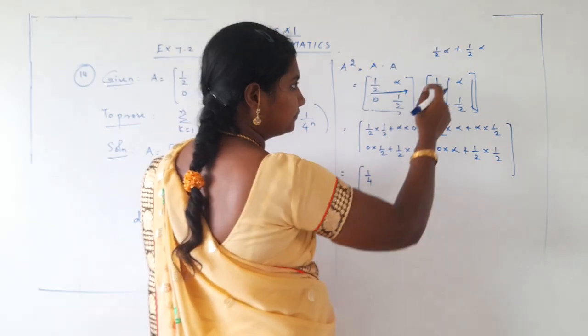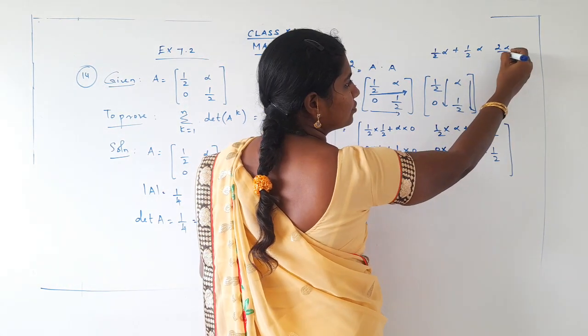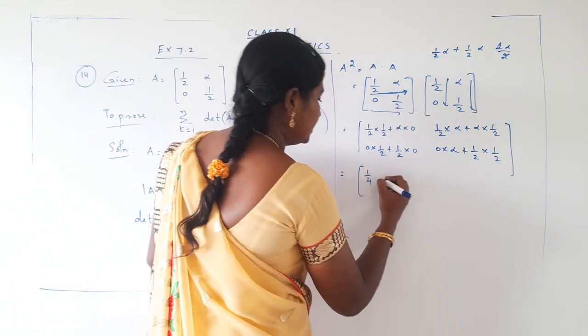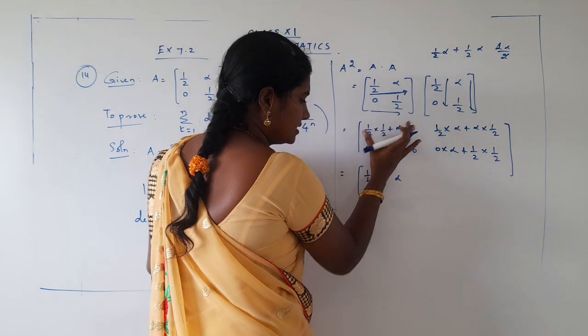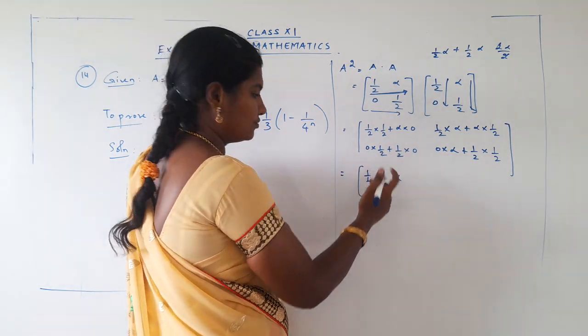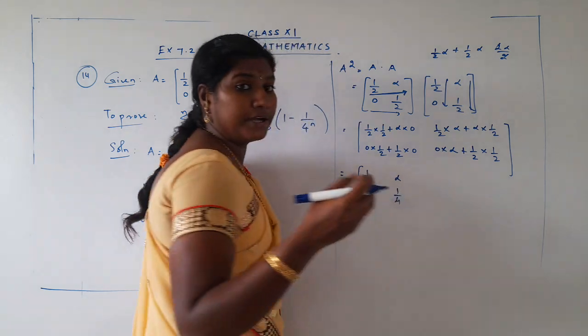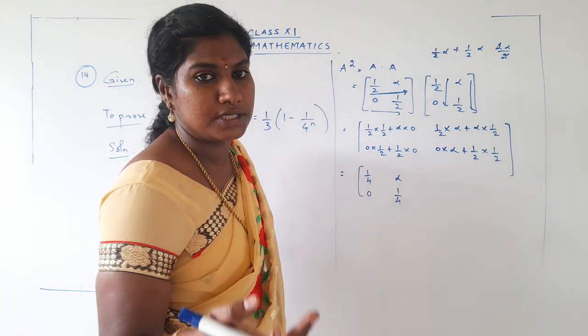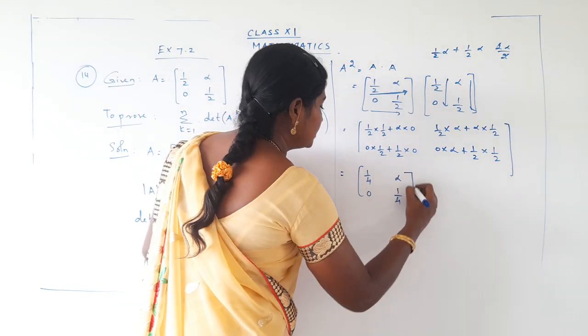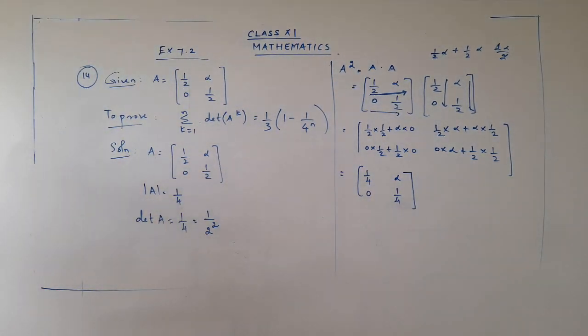So the answer is, see actually what you get here, this is 2 alpha upon 2. So the answer is alpha. So this answer is 1 by 4. This answer is alpha. Here this is 0 plus 0, so the overall answer is 0. 0 into alpha gives you 0. 1 upon 2 into 1 upon 2 is equal to 1 upon 4. So we have found the answer for A square, which is 1 upon 4, alpha, 0, 1 upon 4.